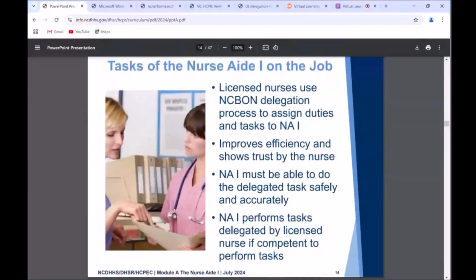Delegation occurs when a licensed nurse asks the nurse aide to take responsibility for performing a task. For example, she asks you to get a set of vital signs. The nurse aide must be able to do that task safely and accurately. Nurses use delegation of tasks and legal regulations to assign duties and tasks to others on the healthcare team. Delegation improves efficiency and shows trust in others. Remember, the nurse is still accountable.